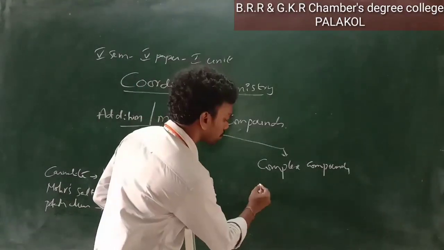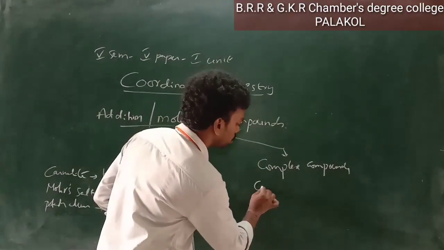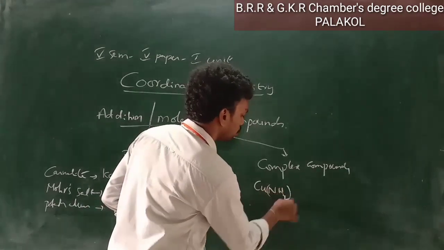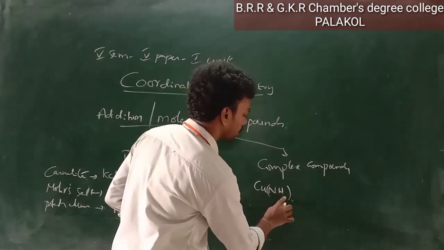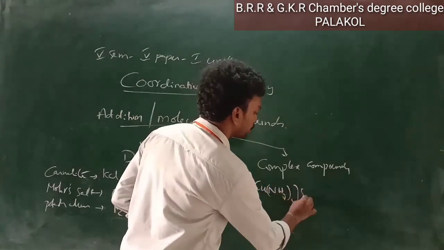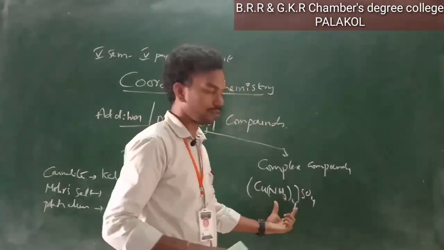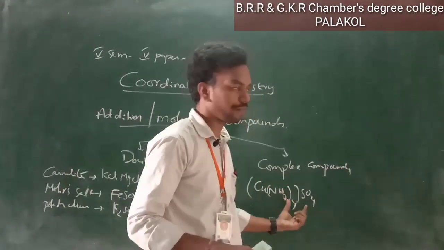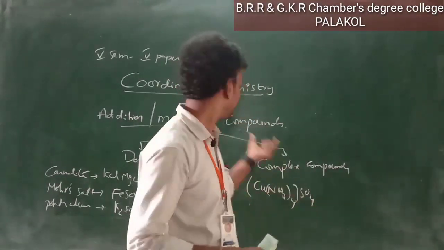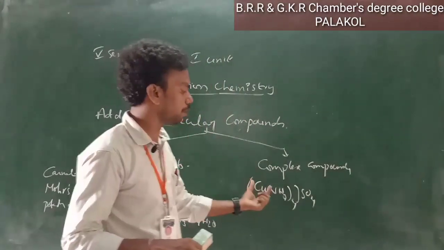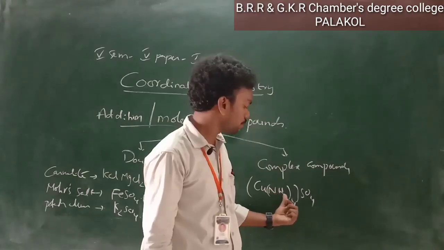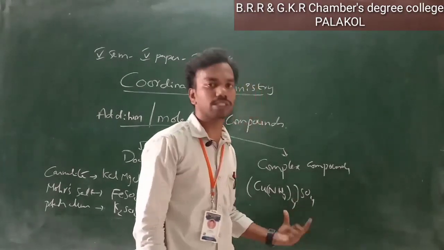Let us take an example: Cu(NH3)4 SO4. This compound is formed by the combination of copper sulfate and ammonia, which is a molecular addition compound. It can be formulated as [Cu(NH3)4]SO4. This is called a complex compound.